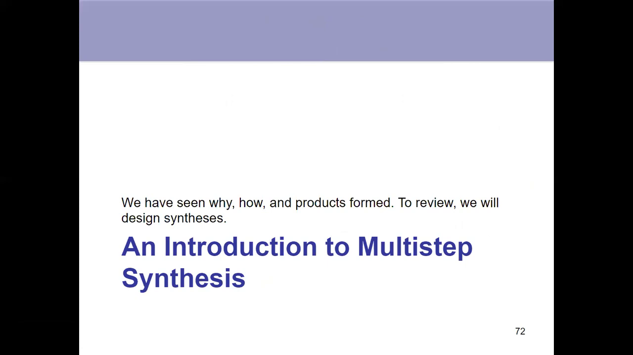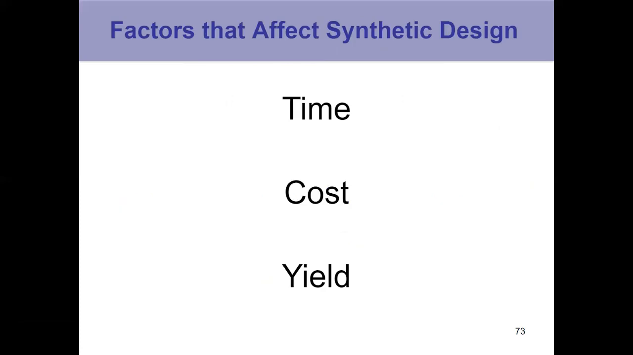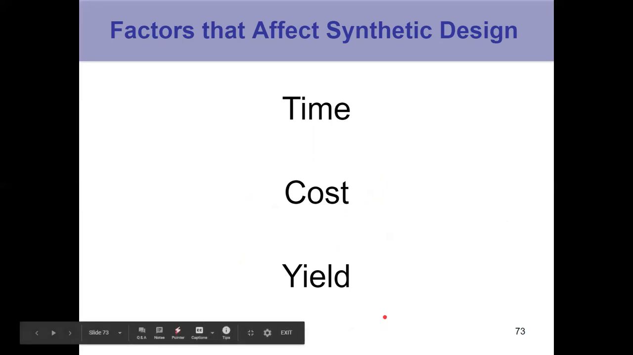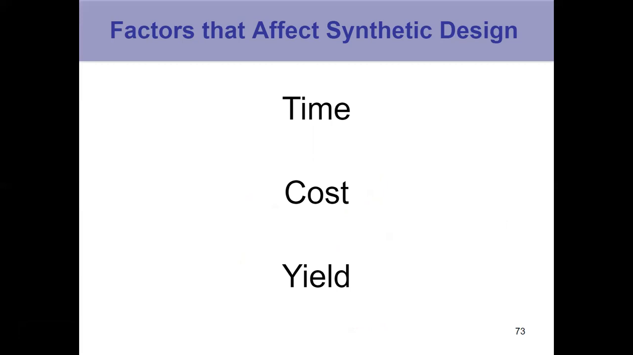So that takes us into multi-step synthesis, which is a cornerstone of organic chemistry and a really good way to review the ideas from chapter 5, 6, and 7. There are a couple of factors that affect a synthetic design if you're making something in the lab: time, cost, and yield. The time it takes to do a reaction. The cost, you want to use the cheapest reagents possible to maximize your profit. And the yield, you want your individual steps to be as efficient as possible because nothing has a 100% yield.